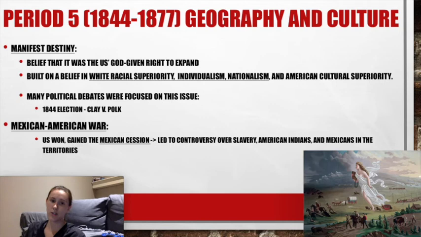in which the United States is going to expand all the way to that western coast. Now, a lot of this territorial expansion is going to open up other debates in American politics, such as the issue of slavery, and such as Native Americans and Mexicans that are currently on those territories.